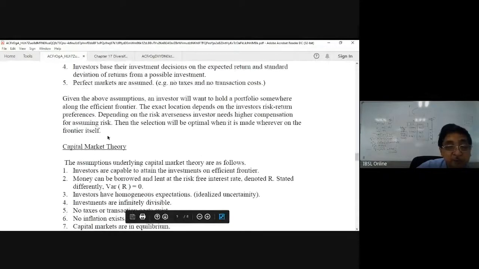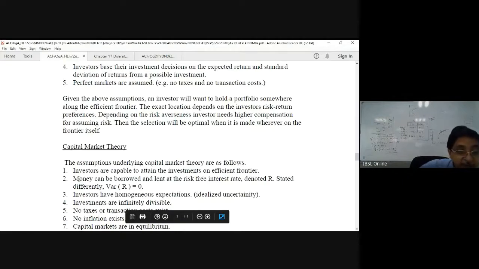Right, now we go into another theory called capital market theory. There also you have a set of assumptions. Assumptions underlying capital market theory are as follows. Investors are capable of attaining investments on the efficient frontier. So we assume that under the capital market theory investors have the capacity to attain investments on the efficient frontier. Money can be borrowed and lent at the risk-free interest rate.